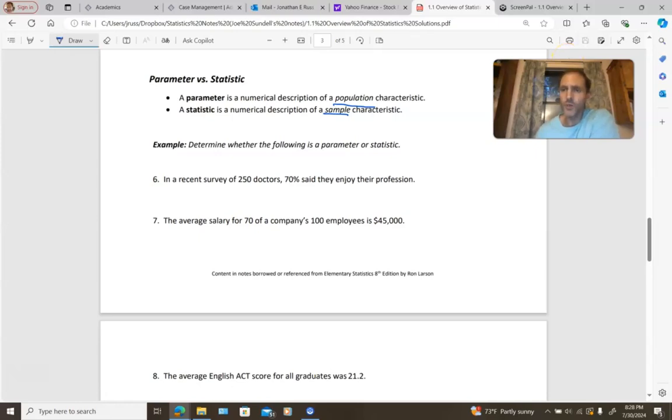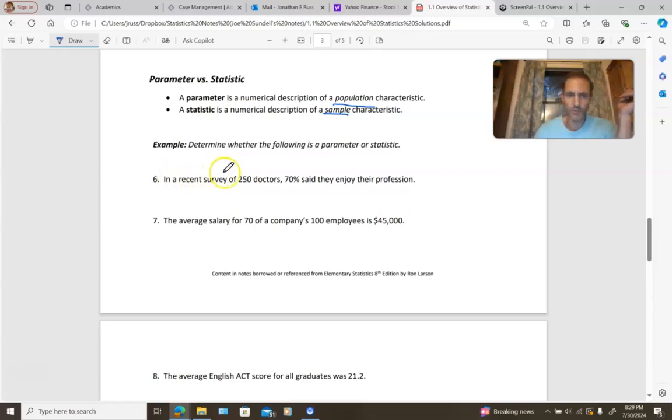So when you hear that word statistics, or you think of a statistic, you're really thinking about some sort of number or numerical description that describes a sample that was taken. A parameter is some sort of number or numerical description that describes a population. So let's look at a few examples here. It says determine whether the following is a parameter or a statistic. So this is going to hinge upon, does this correspond to a population or a sample?